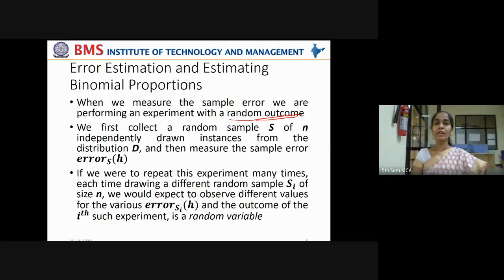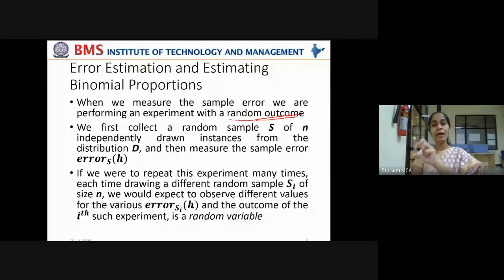In that case, we call it a deterministic variable because you can calculate something with complete confidence. So the random variable's outcome is not predictable. You can't predict it with 100% confidence like you do in the deterministic variable case. Now, when we measure the sample error, we are performing an experiment with a random outcome. Why? Because you are randomly picking some sample from the population and you are calculating that sample's error.